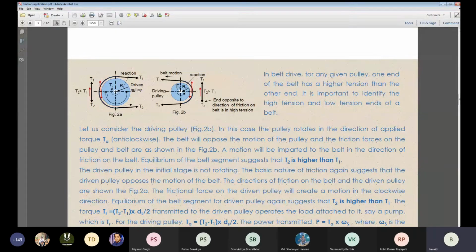Hello? Yes, sir. Yes, sir. Okay, so that's the reason. The confusion comes here: it is in the same direction, but why is it the opposite here?